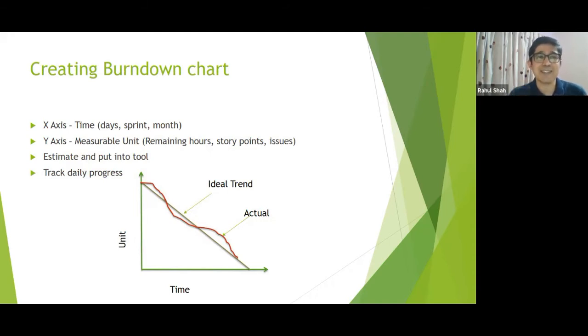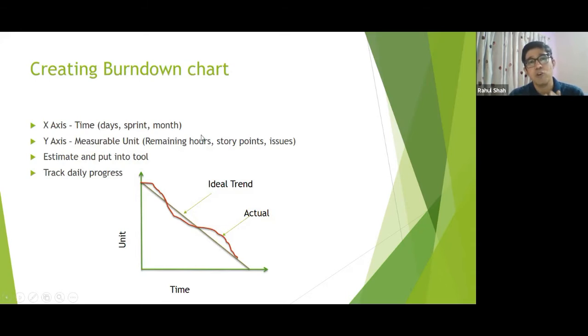For those who are not familiar with creating a burn down chart, very quickly I would like to highlight. The x-axis can be anything with respect to time, right? If it is a sprint, you will put days. So for 2 weeks, you will put 10 days or 15 days. For a longer time period, you can put months as well. It's not only a sprint burn down, it can be a release burn down as well. So the time can be anything: sprints, days, months.